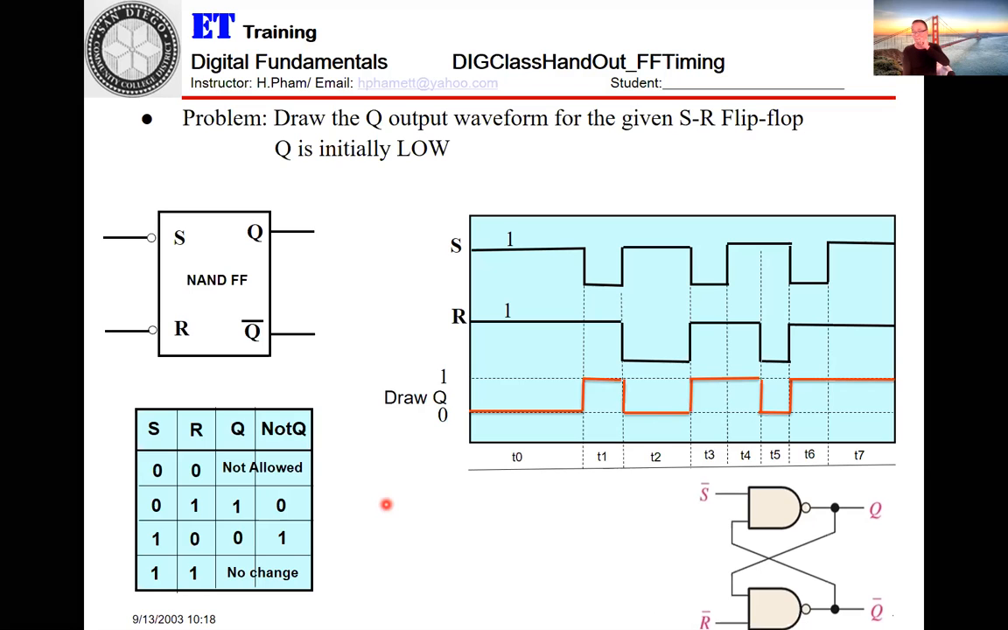Okay, 0, 0, 0, 1, 0, 1, 1, 0, 1, 1. Yes. Get it? The key point for this class is to teach you how to do troubleshooting. But if you don't know the basics, there is no way I can teach you.